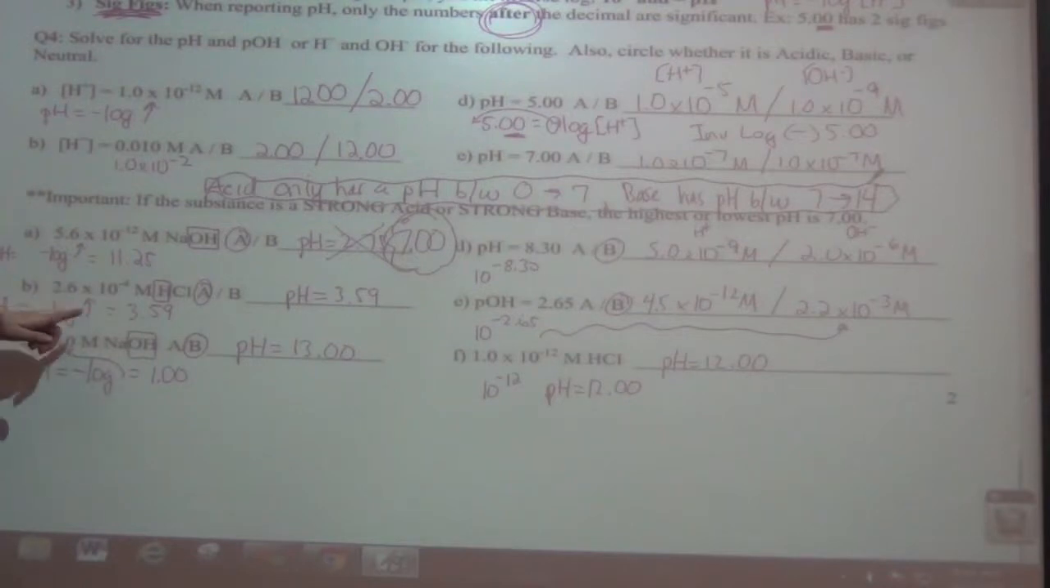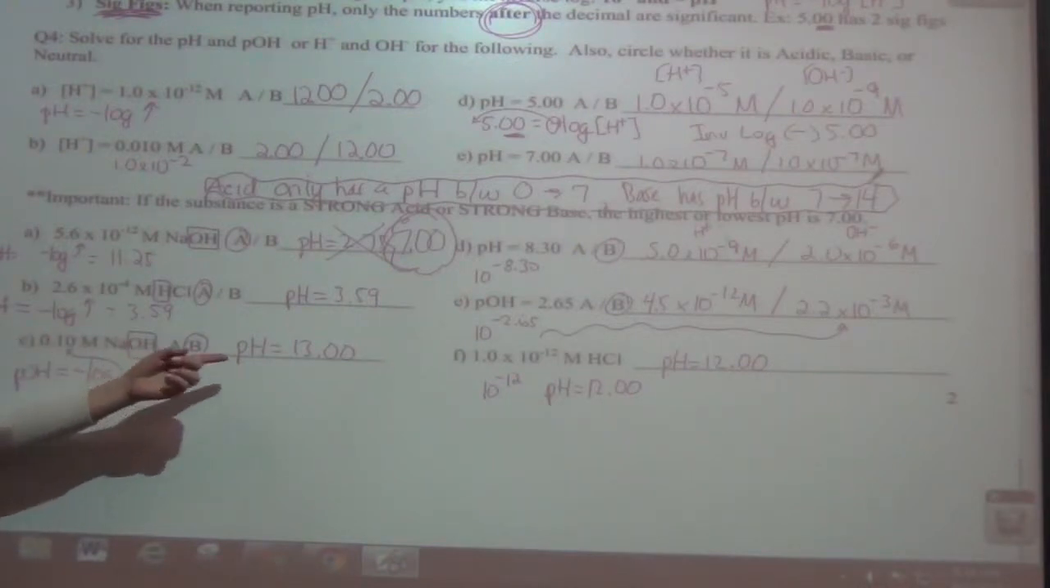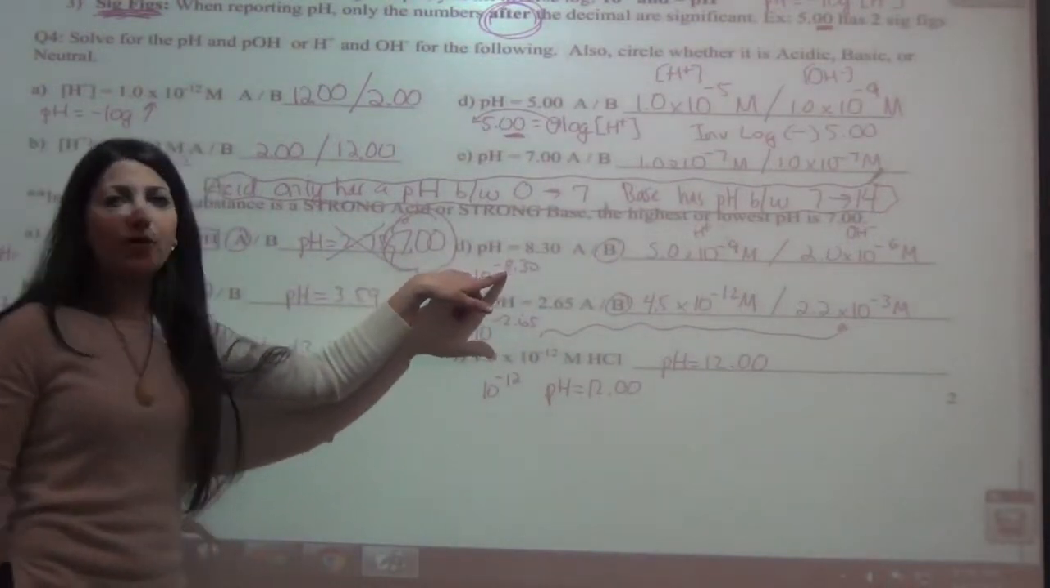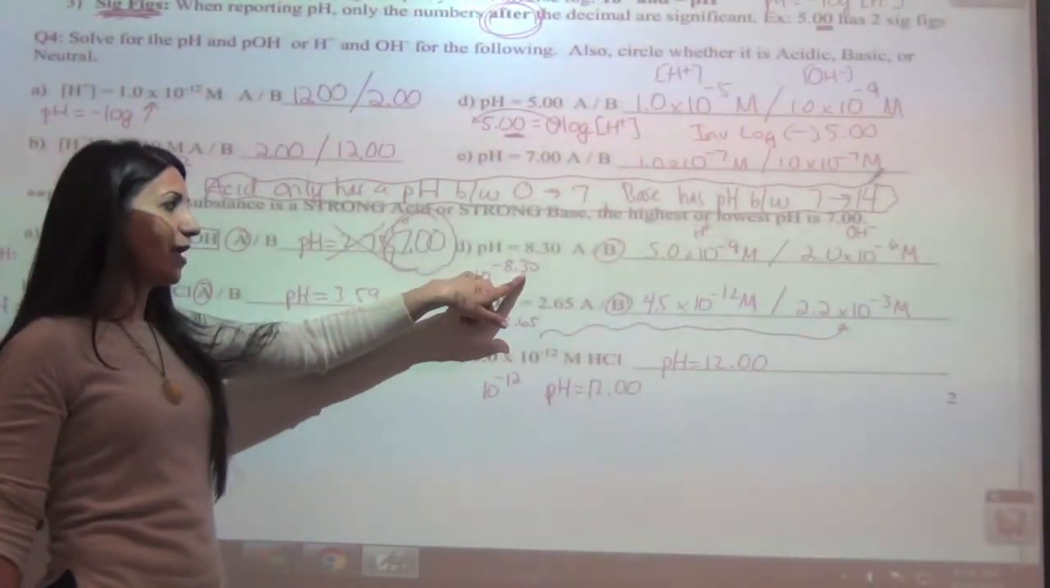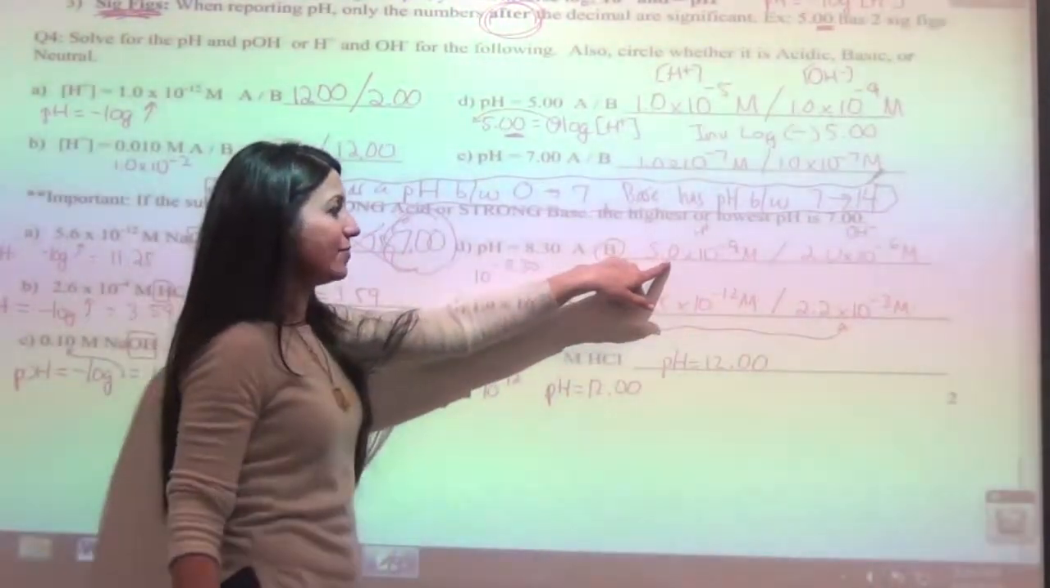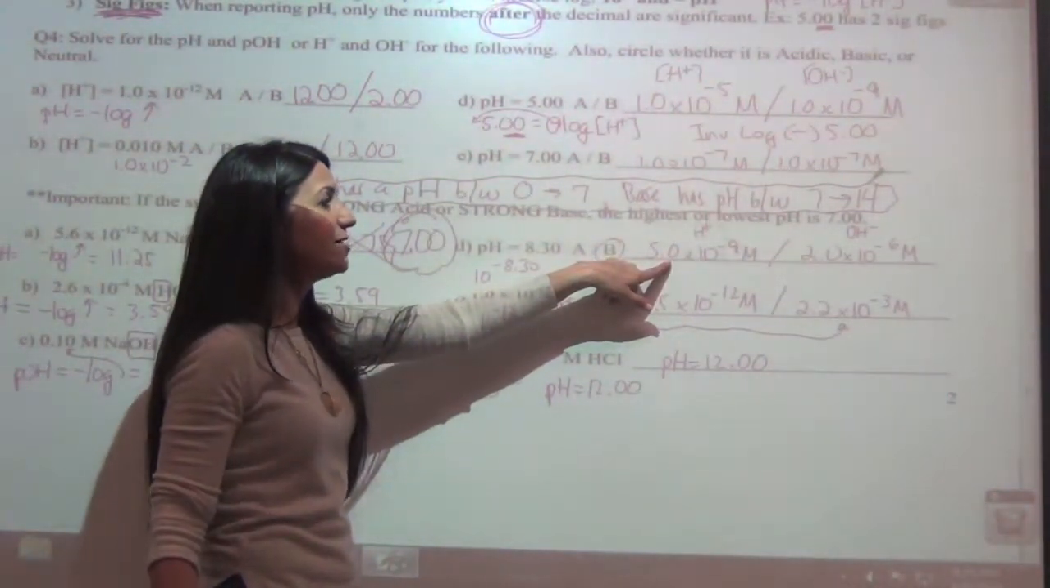So here, same thing, you just negative log it, and you get that the pH is 3.59. Here we negative log it. The only thing is it's hydroxide again, so it'd be 1.00. To find the pH, we subtract from 14. So we get the pH is 13, which would be basic. This is going backwards. So remember, you have to inverse log the negative 8.3, so 10 to the x. And then you get 5.0 times 10 to the negative 9 for your H+.